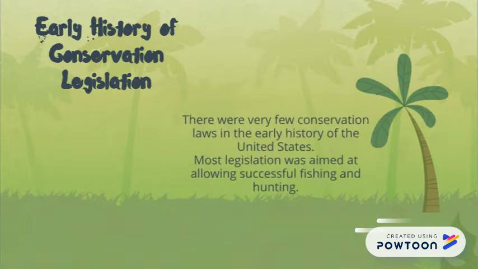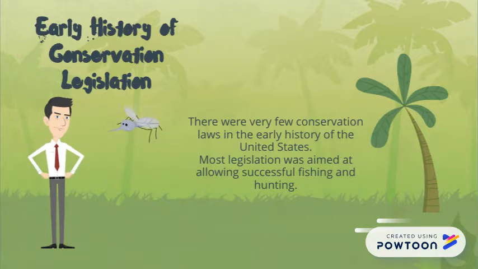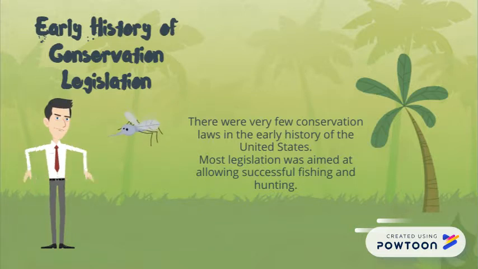There were very few conservation laws in the early history of the United States, and the regulation of wildlife was generally to protect fishermen and hunters rather than caring about the longevity and sustainability of flora and fauna.